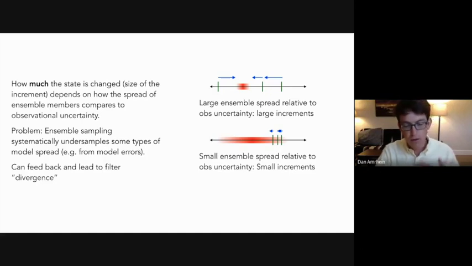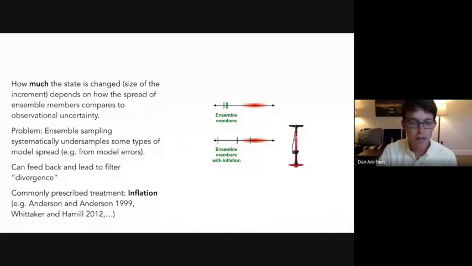In the course of a sequential filter step, the model ensemble members can get closer and closer together, and this leads to filter divergence, which is basically that you're totally ignoring the observations, which is not something that you want. And so inflation is a commonly prescribed treatment. It's not necessarily a solution, where you're basically just spreading out the variability of the ensemble members, and this can either be additive or multiplicative.